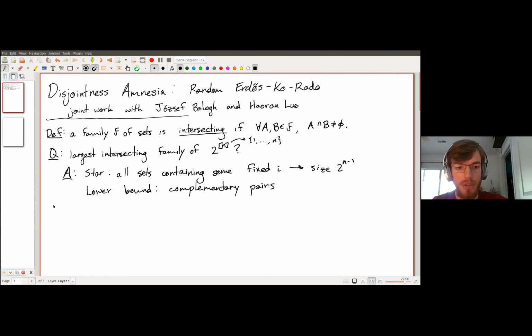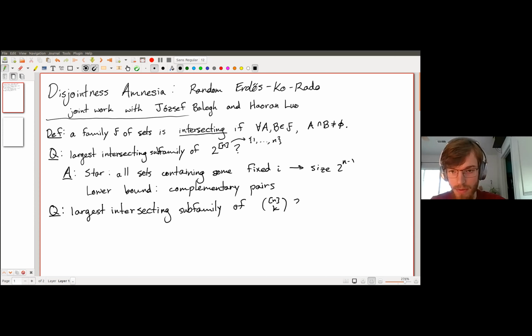Okay, so we've got this nice warm-up problem under our belt. Now let's go on to the star of the show. Our question is, what's the largest intersecting subfamily of, now not all subsets, but all subsets of 1 up to n of size k? By this I mean all subsets of size k.